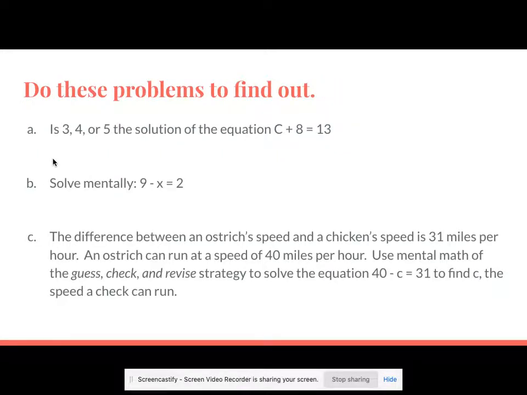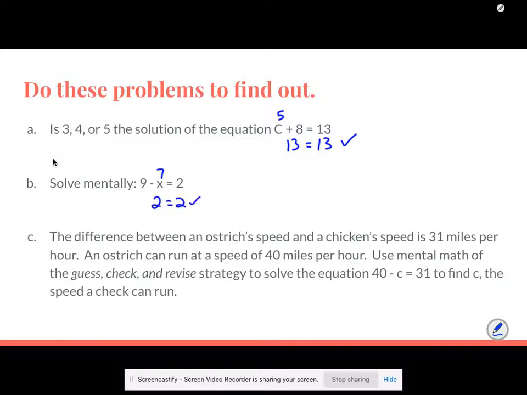So do these problems to find out. Is 3, 4, or 5 the solution of the equation c plus 8 equals 13? Mentally, I can think, well, I know that if I put 5 in here, 13 equals 13. And so that's what we're doing. We're trying to make sure that both sides equal one another. Solve mentally: 9 subtract what number is 2? Well, 7. And I would get 2 equals 2.